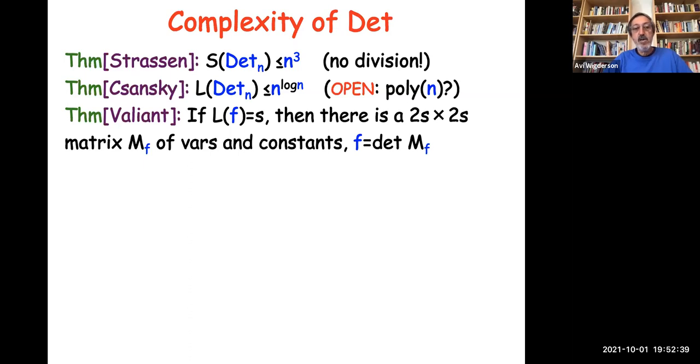In other words, you can create a matrix which is essentially the same size as your formula. The entries will be just affine forms. In fact, they'll be just either variables or constants, such that the determinant of this matrix is your polynomial. Okay, so any polynomial is a determinant of roughly the same size as the formula computing it.